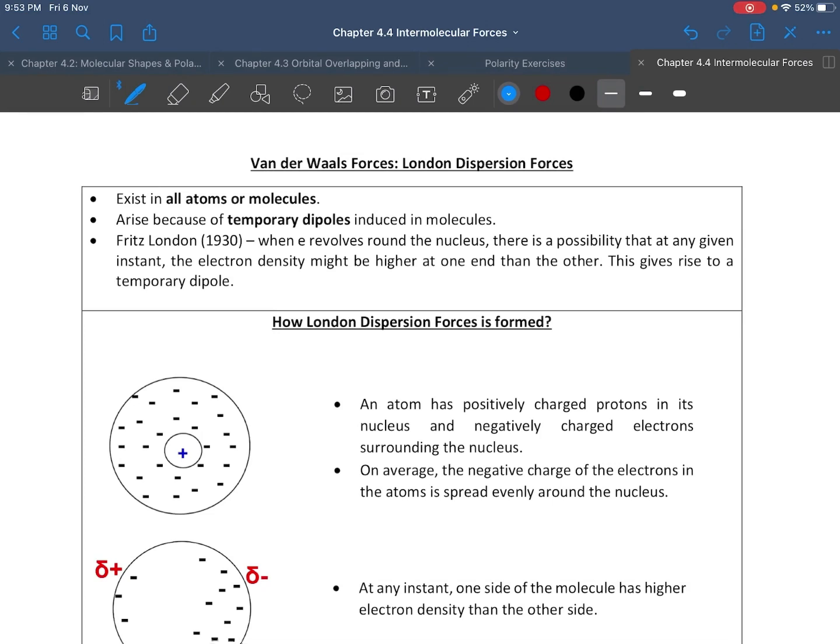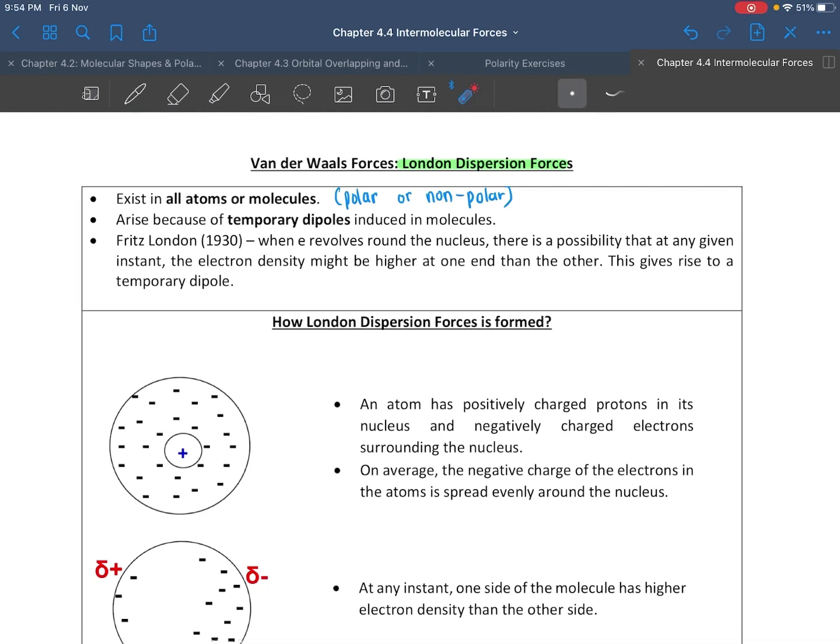Okay, so let us learn about London dispersion forces. London dispersion forces exist in all atoms or molecules. Kiranya London dispersion forces ni wujud dalam semua atom dan semua molekul yang ada dalam dunia ni. Okay, so maksudnya tak kisahlah molekul tu polar or non-polar, dia akan ada London dispersion forces.